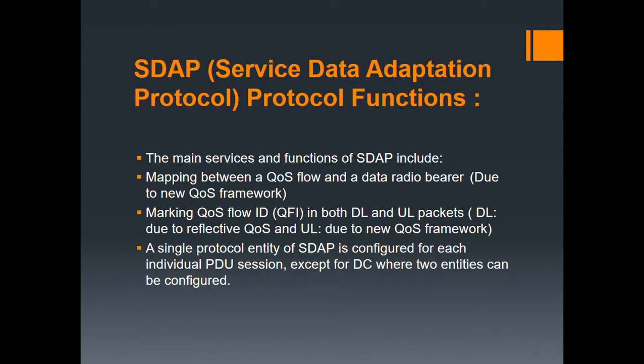And let us look a little bit more on this service data adaptation protocol and the mapping between QoS flow and the data radio bearer due to the new QoS framework. So there is a QoS flow ID, just like a QCI number in case of 23.401 for the core of LTE. Here we have improvements in terms of a single protocol entity of service data adaptation being configured for each individual protocol data unit. You can also have some exceptions to the rule where you can have two of them.